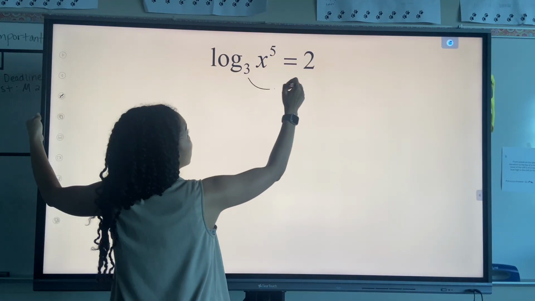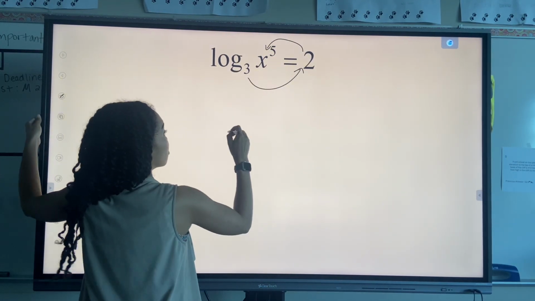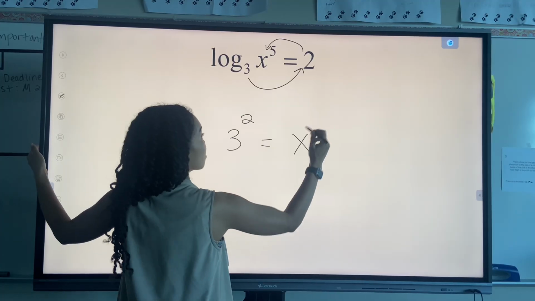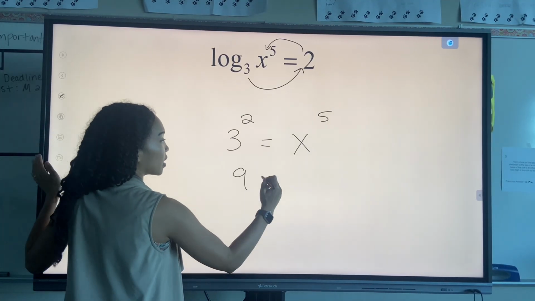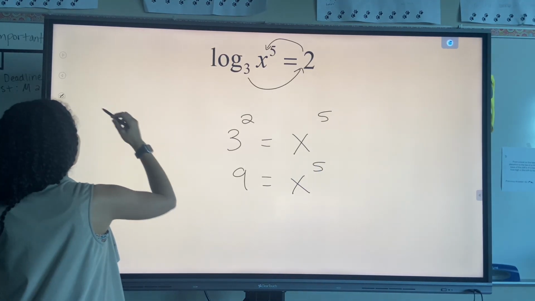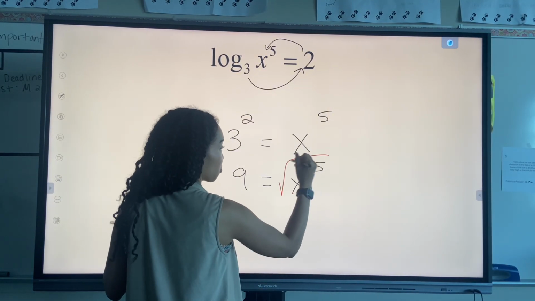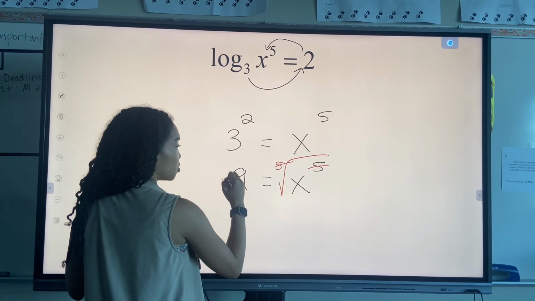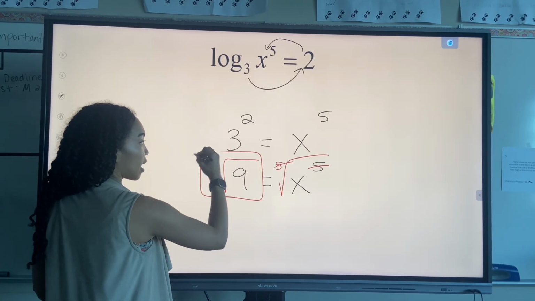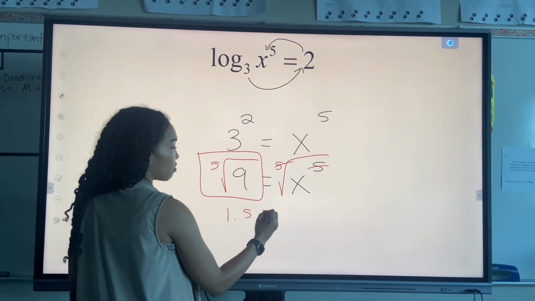You could do 3 to the power of 2 gives you this. 3 squared gives you x to the 5th. 3 squared is just 9. The way you get rid of a 5th root, or a 5th power, is you can do a 5th root. So those cancel out. And do the 5th root. If you type this into the calculator, you'll also get 1.55.